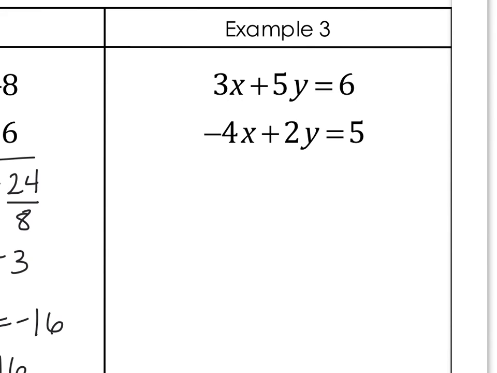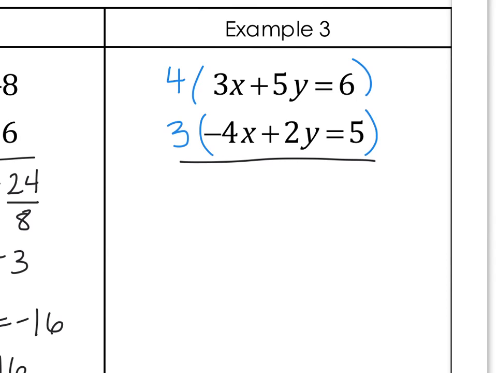In this example, 3x plus 5y equals 6, negative 4x plus 2y equals 5. I don't have any coefficients that can automatically eliminate, so I'm just going to have to make a decision. I'm going to eliminate my x's here. So I'm going to multiply the first equation by positive 4 and the second equation by positive 3. This kind of reminds me of when you're trying to find a common denominator.